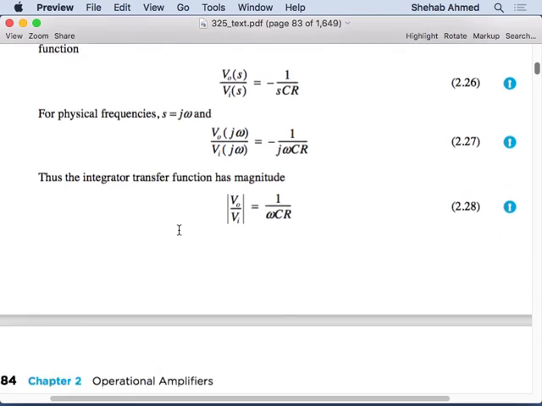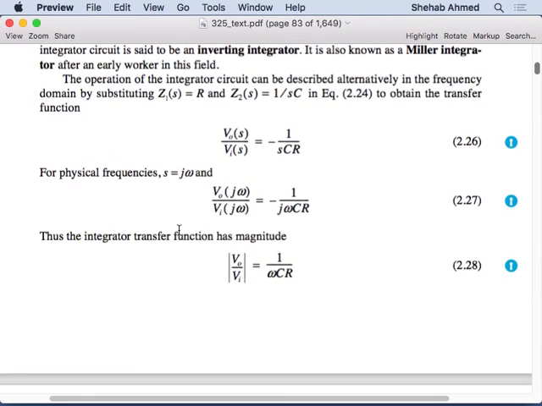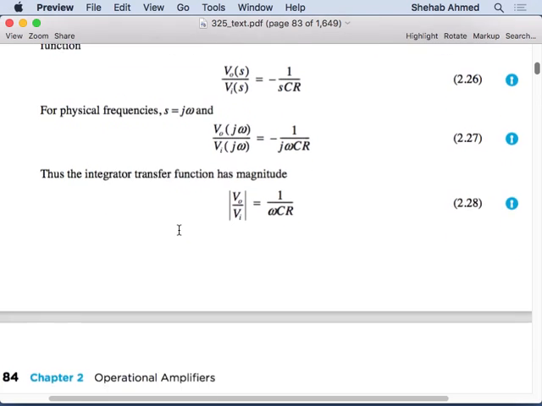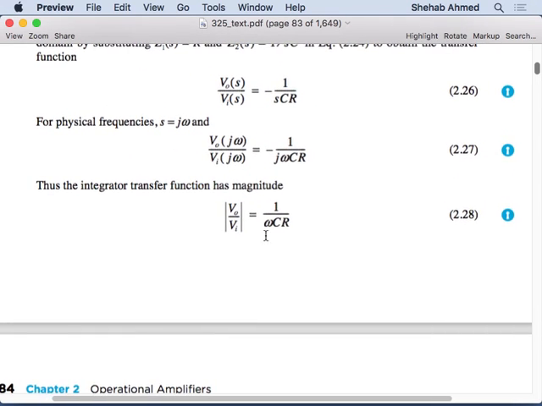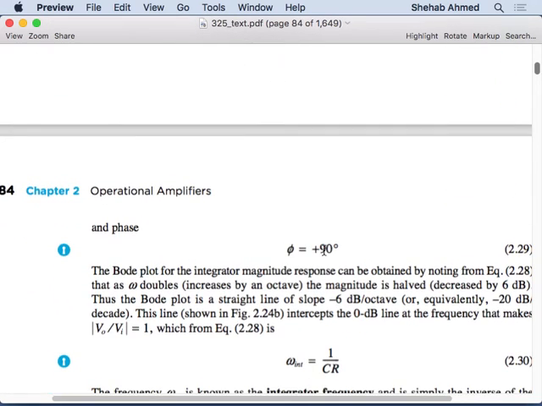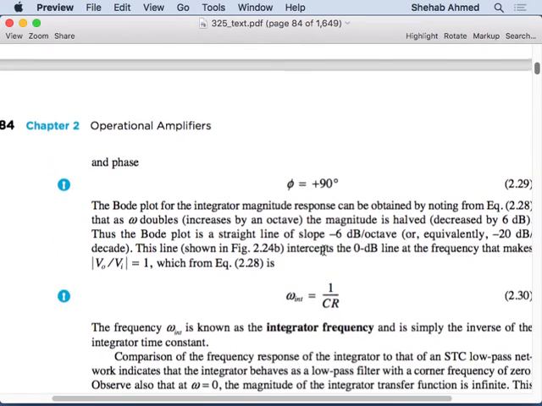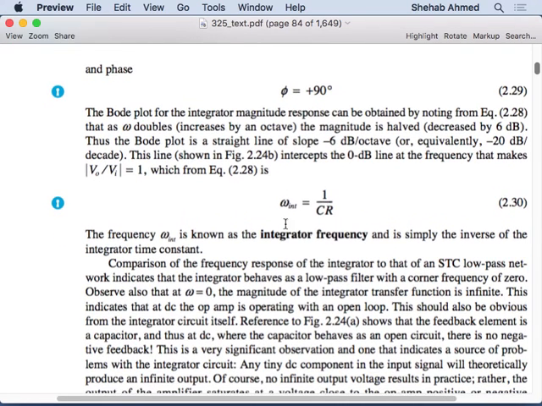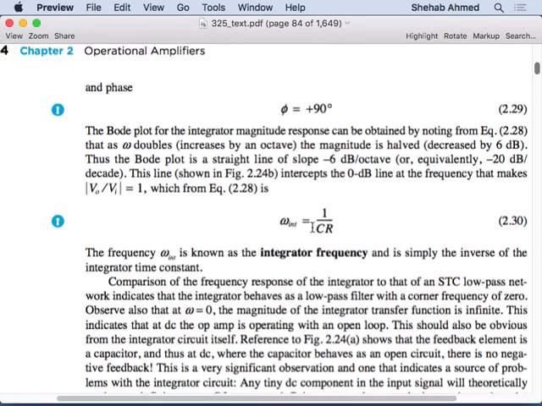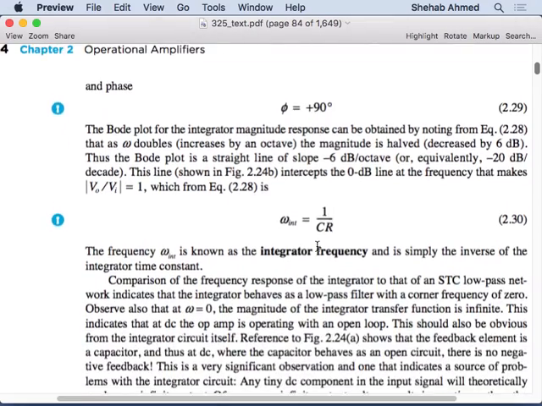That's why frequency domain plots are nice. You plot magnitude, and the phase is constant: phase with frequency is going to be constant, just plus 90 degrees. Anyway, the time constant of this is 1 over CR.